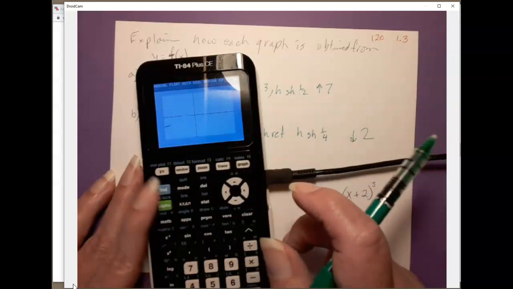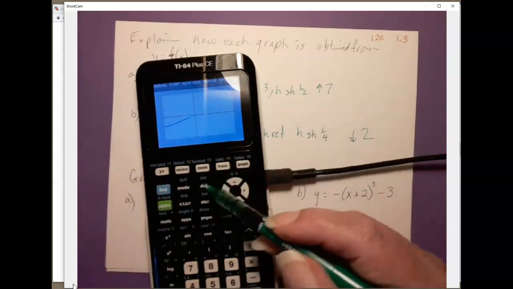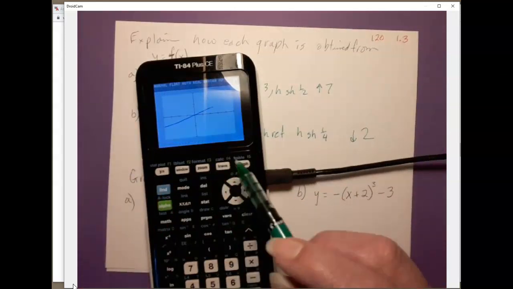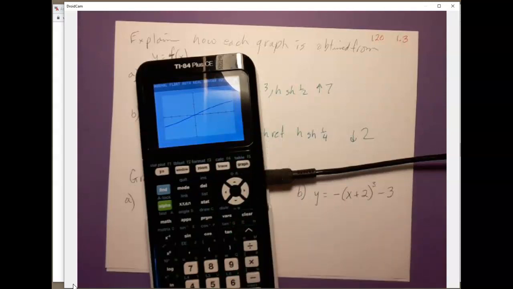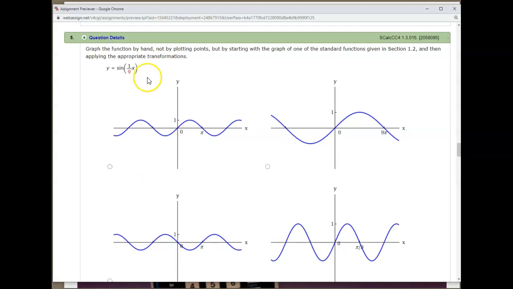I'm going to hit graph now. If you do zoom anything at all, it's going to change that. So now I can see that it stretched it way on out. And what I had as my original graph, the 1/9 x, is going to be stretched way on out. So whatever this value is, these aren't stretched very far and these aren't stretched very far. So that kind of gives you a hint as to what you're looking for in those answers.